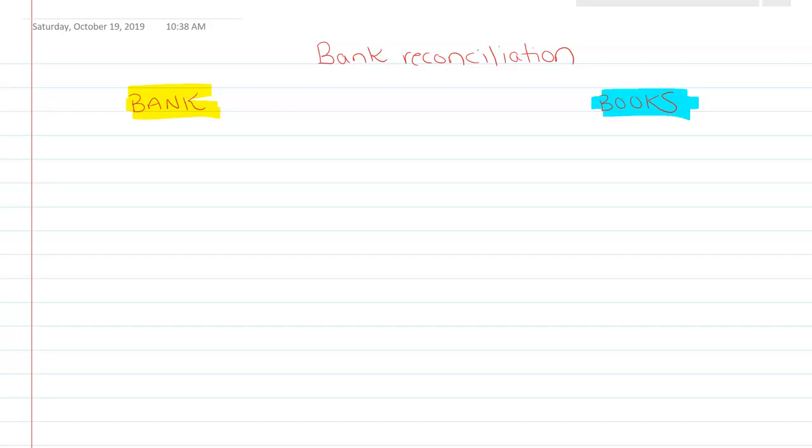So what we do is we look at our bank statement. You can either do this online or you can look at a printout of the bank statement and find the ending bank balance. So for example, if this was a December 31st year end, I'd look at the bank statement balance for December 31st, and this is what I would put here.